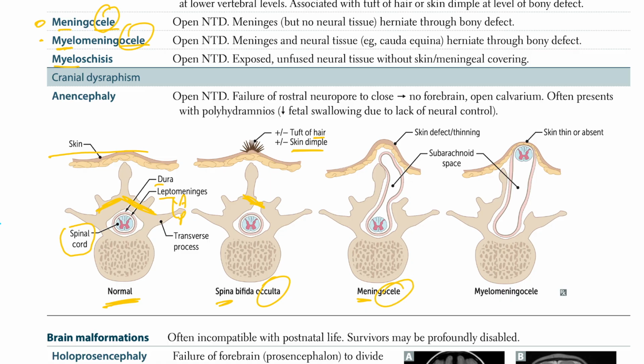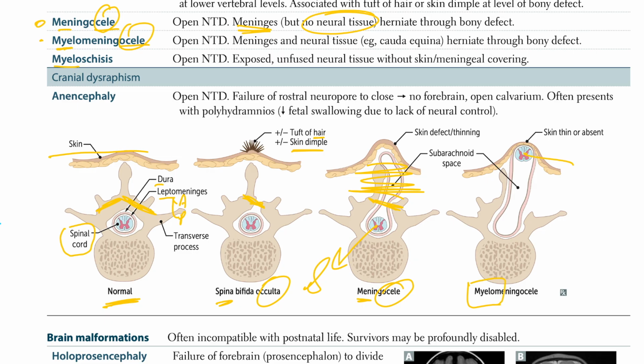Now let's talk about meningocele. When you say "-cele", it means that something is out of that bony abnormality. So what is out? In meningocele, the meninges are out, but not the neuronal tissue. The spinal cord stays here, but the meninges are out. But in myelomeningocele, everything is out.